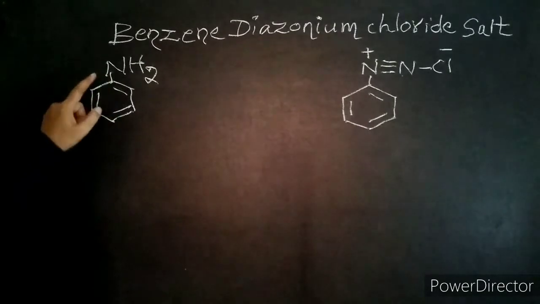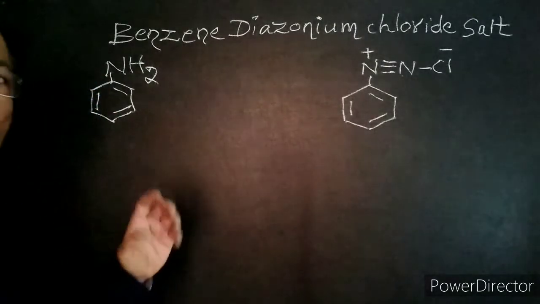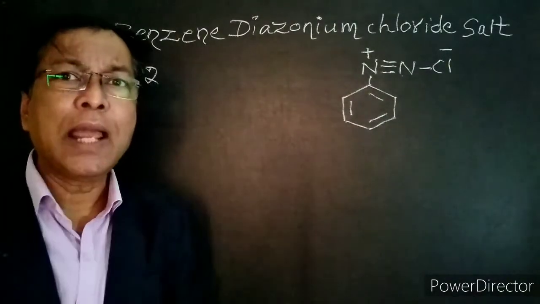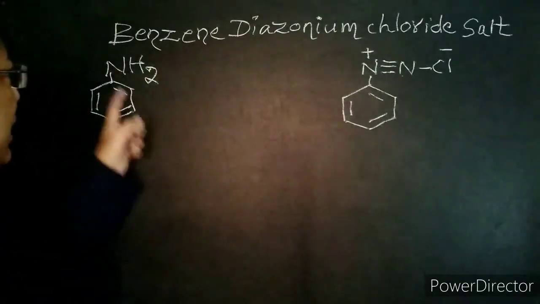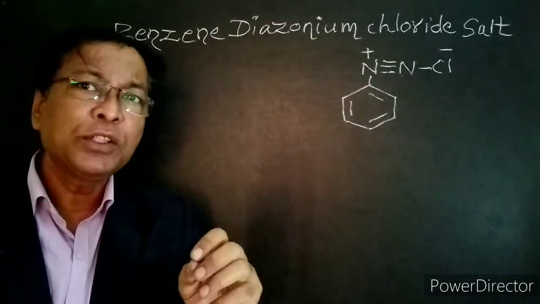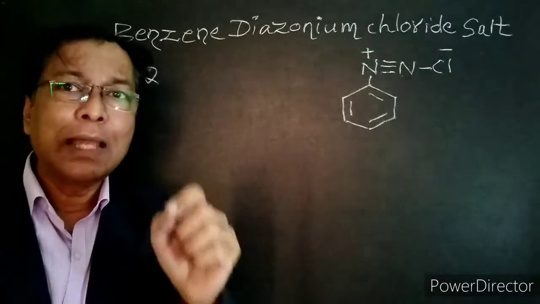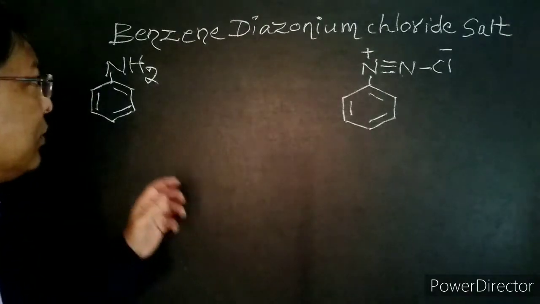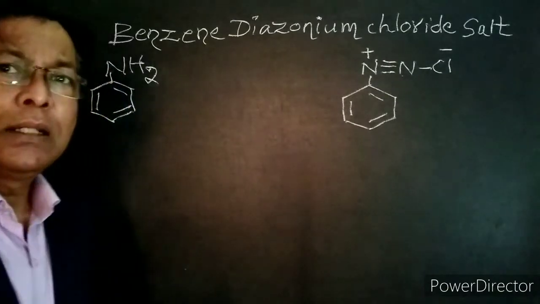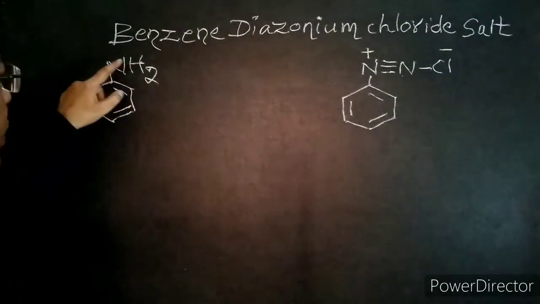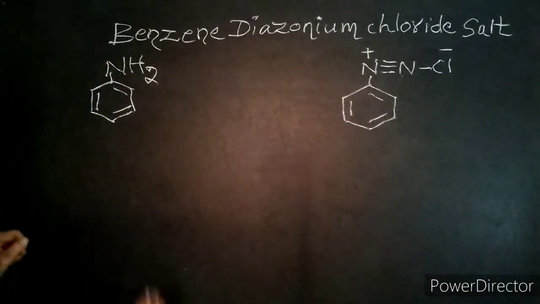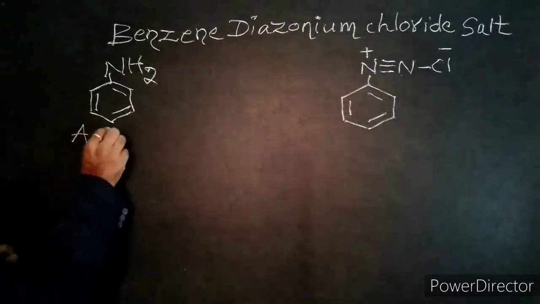Why is it called a primary aryl amine? The reason is, we know ammonia has the formula NH3. When one hydrogen atom from NH3 is replaced, we get NH2. That is called a primary amine. When two hydrogen atoms are replaced from NH3, we get an NH group. That is called a secondary amine. When three hydrogen atoms of NH3 are replaced, we get N. That is called a tertiary amine. Here, one hydrogen atom is replaced from NH3, so we have a primary aryl amine. The name of this compound is aniline.